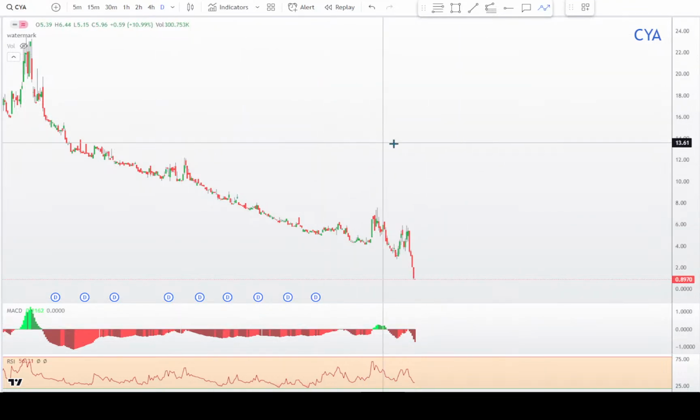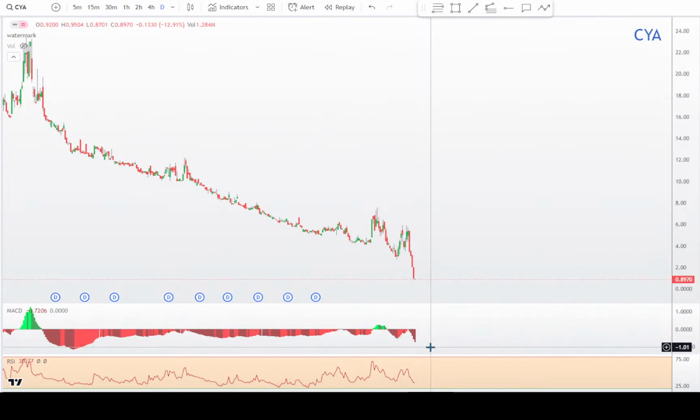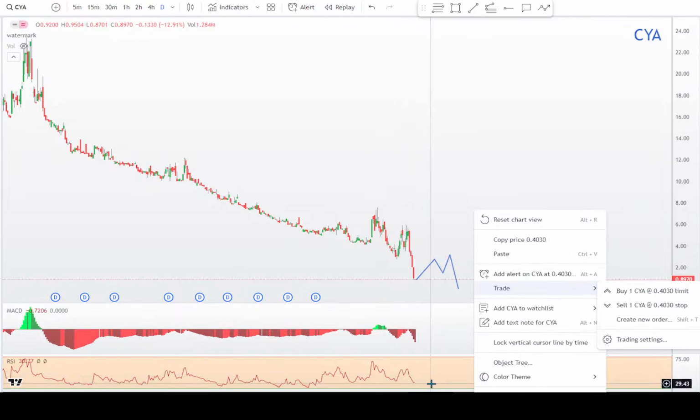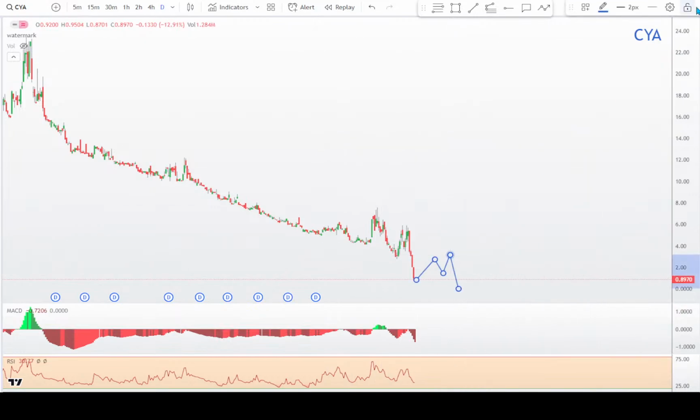like on the daily, I'm not seeing any divergence. So I would think you're going to get a correction, but still more down, because there's no divergence, RSI or MACD. So, yeah.